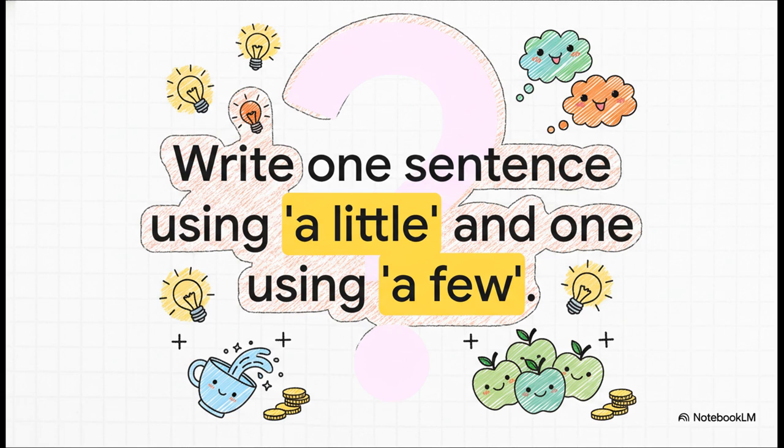And for your final practice, think about this. Unlike little and few, which have a negative meaning, adding an a before them, a little or a few, makes the meaning positive. It suggests a small but sufficient amount. So can you now write one correct sentence using a little and one using a few? Thinking about this will really help you remember the difference and prepare you for any question that comes your way.